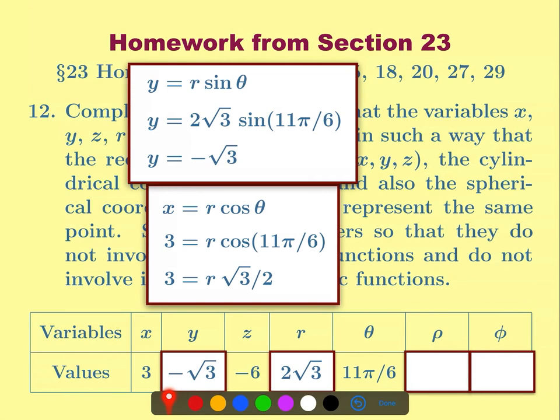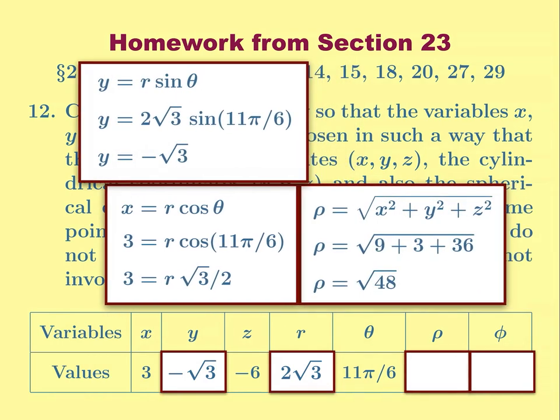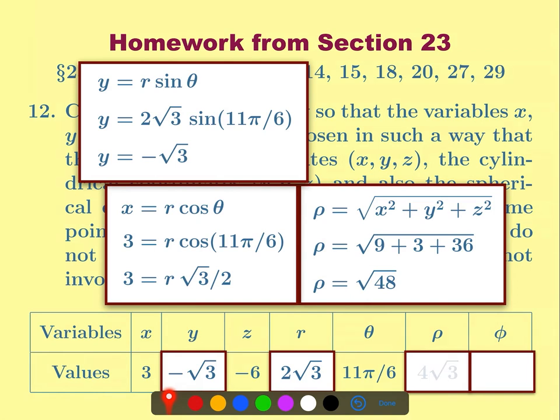Now what should we do? Rho? Okay, let's do rho. So what do we know about rho? Well, you take the x, you square it, you take the y, you square it, you take the z, you square it, you add those up, and then you take the square root. So we're going to have 9 plus 3 plus 36, and then we want to take the square root of that. So that's 12 plus 36, that's 48, and so we have the square root of 48. Now 48 is 3 times 16, so we can take a 4 out of there. 16 is 4 squared, and so I'm going to write this as 4 root 3.